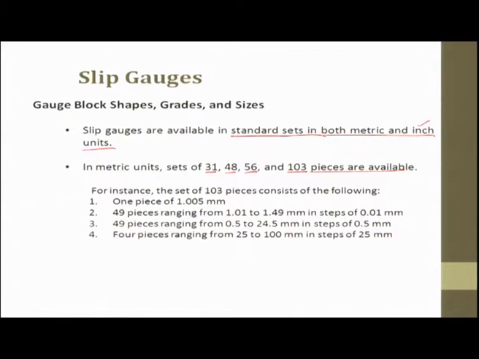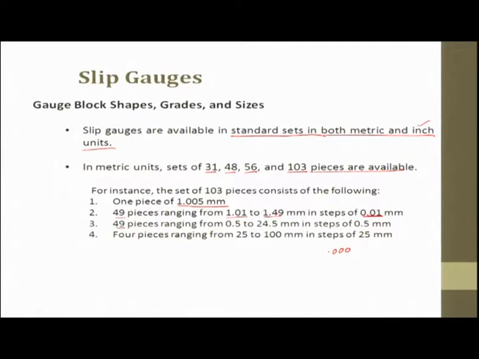So, when we say 103 pieces, that means you can go to the second or third decimal accuracy while building these slip gauge blocks for a required height. For instance, the set of 103 pieces consists of the following: one piece of 1.005 millimeter. So, you see, you can build to third decimal accuracy. When we talk about 49 pieces, it ranges from 1.01 to 1.49, so it is to the second decimal, in steps of 0.01 millimeter.